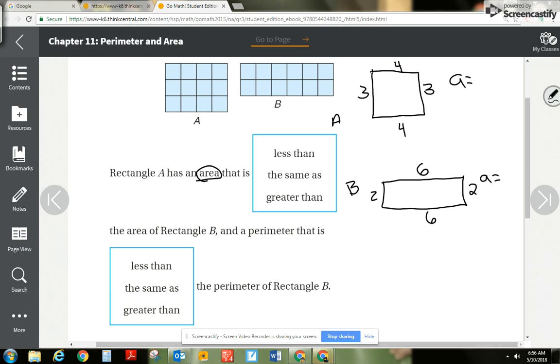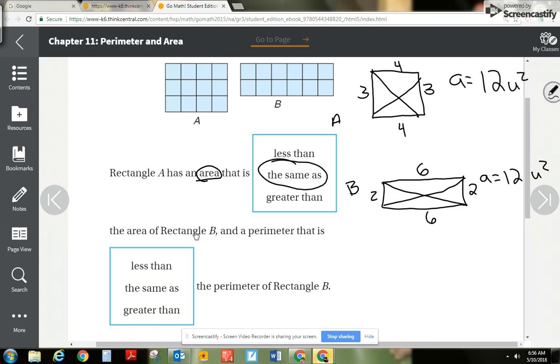Area is the space inside, so 3 times 4 is 12 units square, and the area for B would be 2 times 6, because area is the space inside. See that multiplication symbol? So 2 times 6 is 12 units square. Rectangle A's area is the same as the area for rectangle B. And now this question keeps going. And a perimeter that is blank than the perimeter of rectangle B.